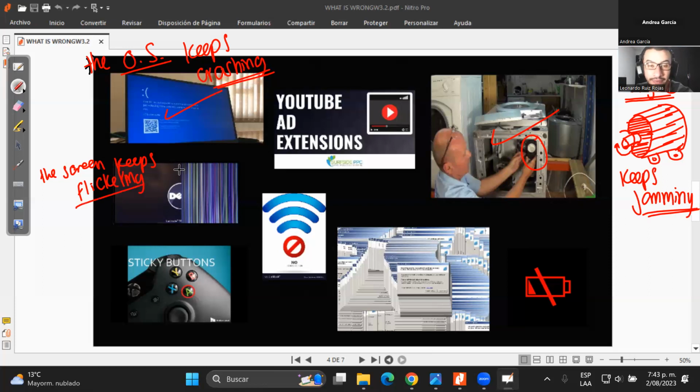It's only the half of the screen working. The other half is flickering. So it starts like so it keeps flickering. Muy bien. Very good. Excellent. The next image, the Wi-Fi keeps dropping. Easy. Very good. The Wi-Fi keeps dropping. Very good.